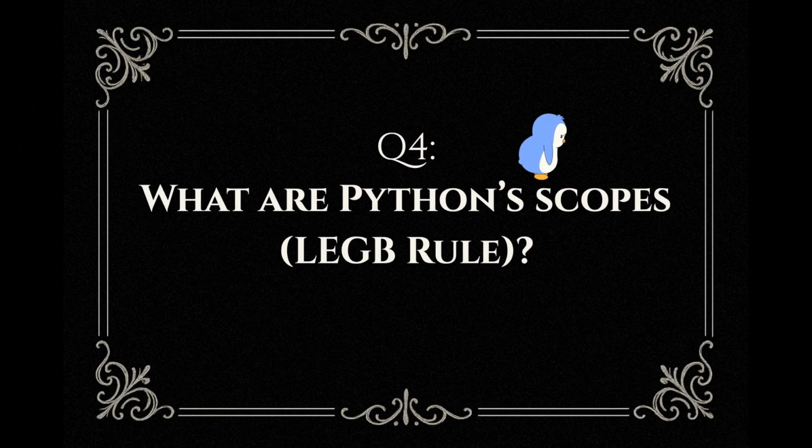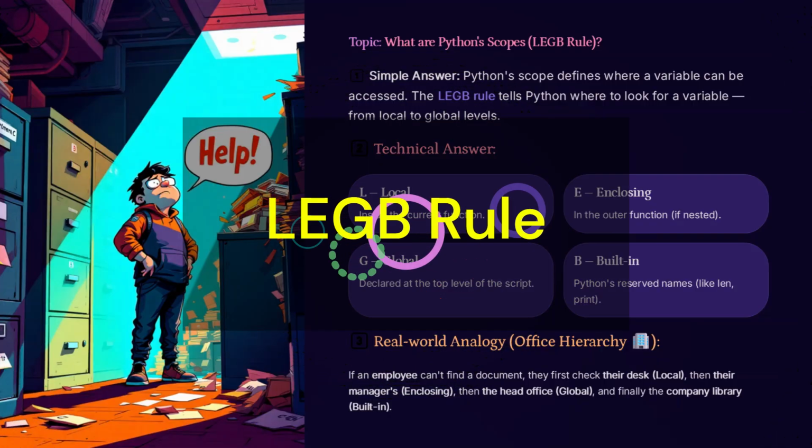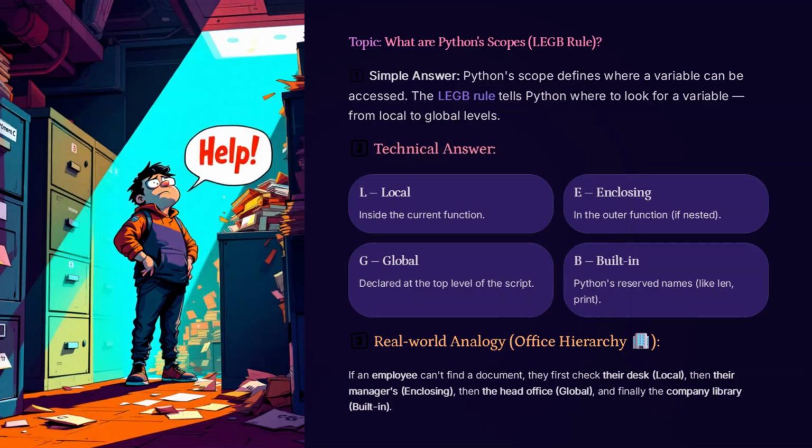What are Python's scopes? LEGB rule. Python scope determines where a variable can be found and used in your program, and the LEGB rule defines the exact order Python follows when searching for it. In simple terms, Python looks for a variable starting from the closest place and moves outward until it finds a match. Technically, it begins with the local scope inside the current function, then checks the enclosing scope if the function is nested, then the global scope at the top level of the script, and finally the built-in scope that holds names like print or len.